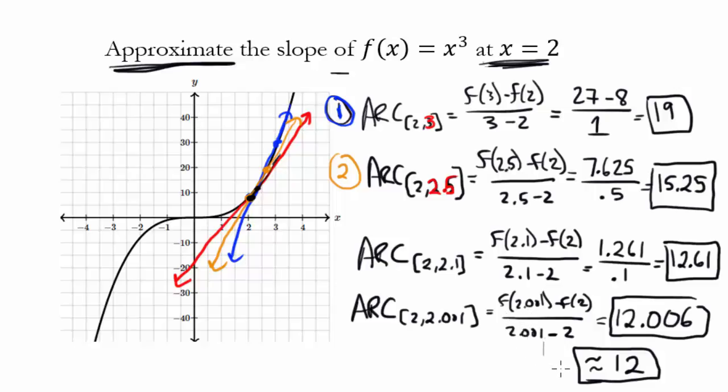So this is actually kind of cool that we can now talk about the slope. So this right here is the slope of the tangent line at x equals 2, and later on we'll say this is the derivative of this function at x equals 2.